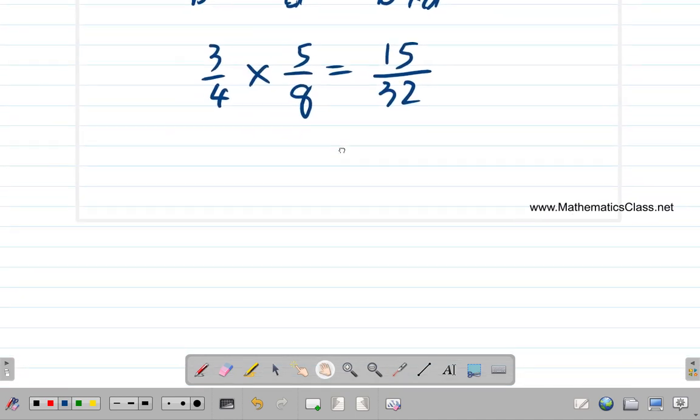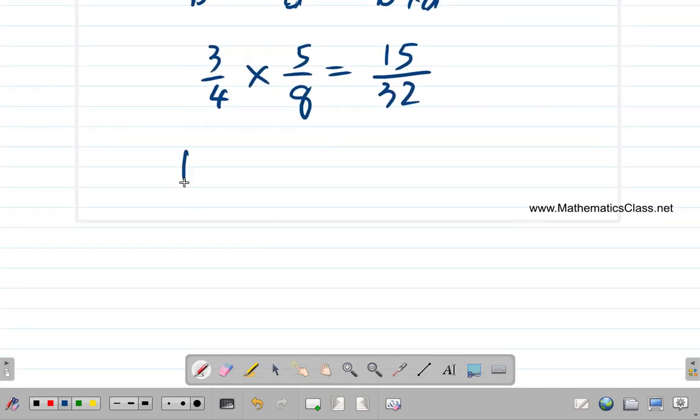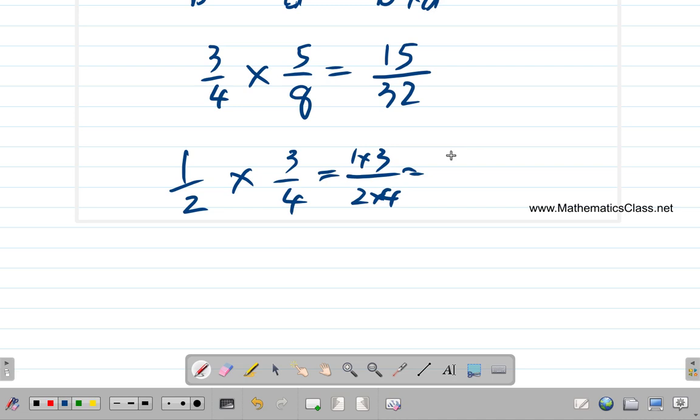Now, if we look at another example, suppose you have a half multiplied by 3/4. This would be 1 times 3 over 2 times 4. So that will be 3 over 8, 3/8.